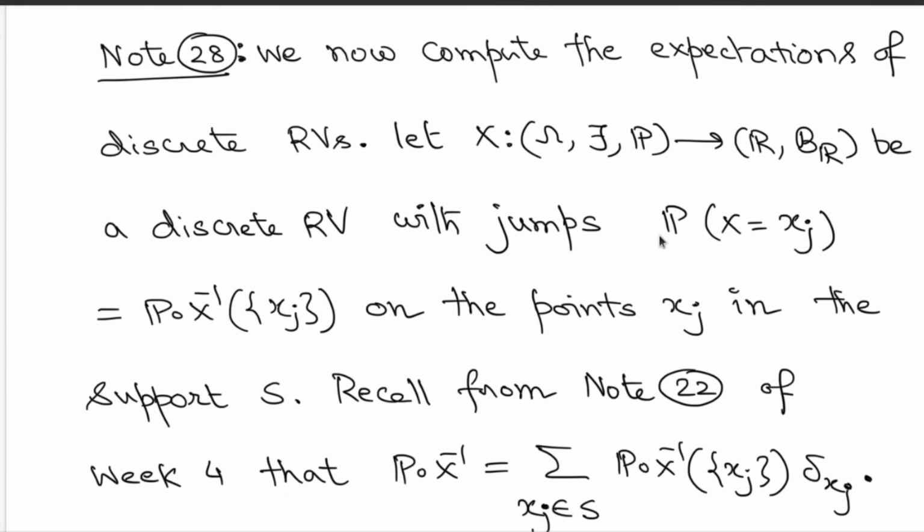And another way of writing this jump size in terms of the law is nothing but p compose x inverse of this singleton set xj. So this is the size of the singleton set xj with respect to the law p compose x inverse. Alright, so this we had discussed earlier.